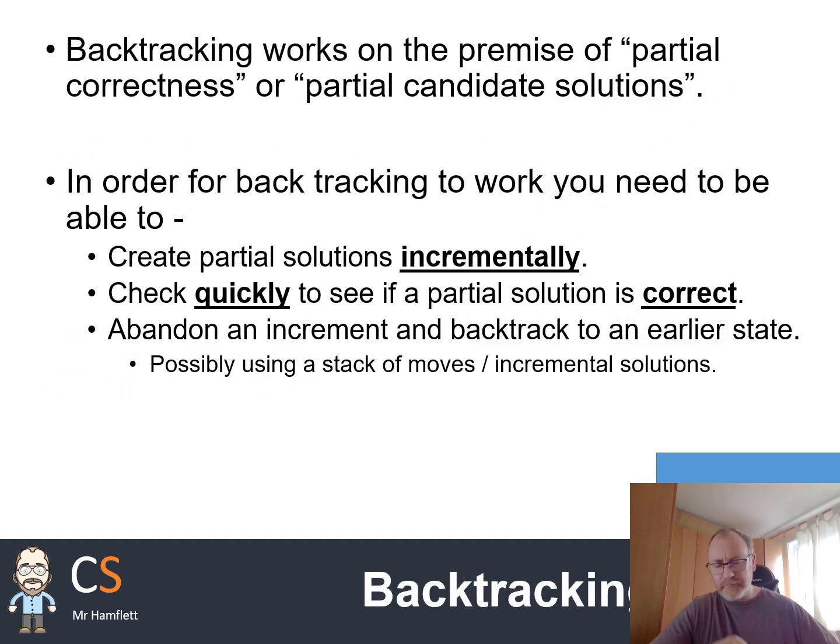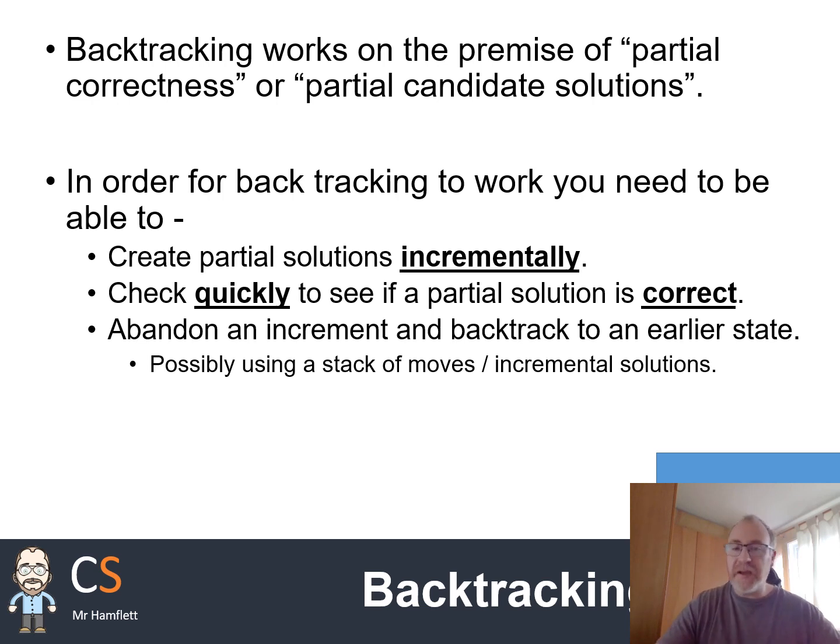So, how does this link into backtracking? So, backtracking works on a premise called partial correctness or partial candidate solutions. That's a really posh way of saying it's kind of like a solution. You're kind of halfway there. Okay, give you a clear example. Imagine you're playing the 8 queens game and you've placed 3 queens correctly. Okay, that is considered a partially correct solution because you managed to do some of it but not all of it. Okay, so it works on this premise of partial correctness.